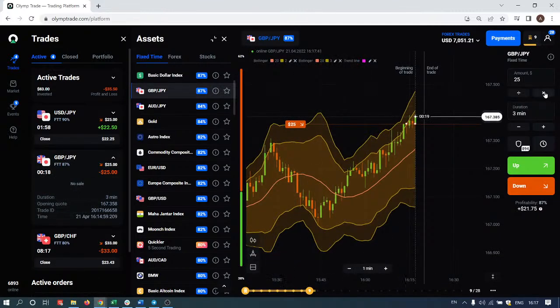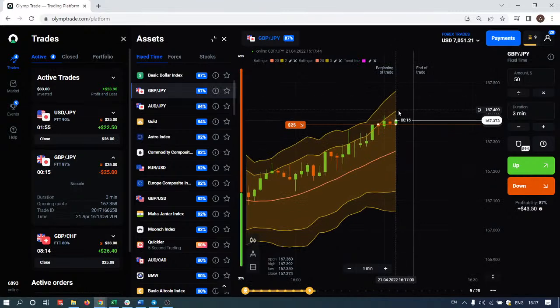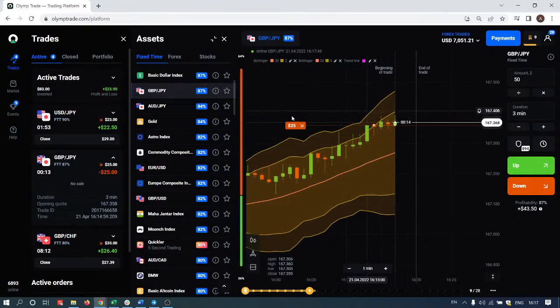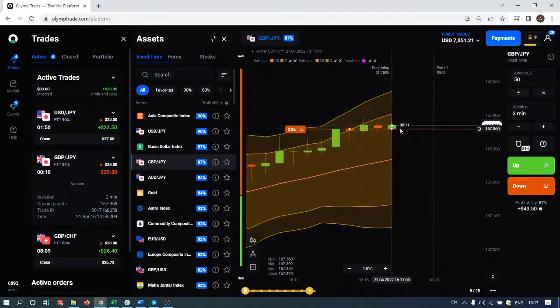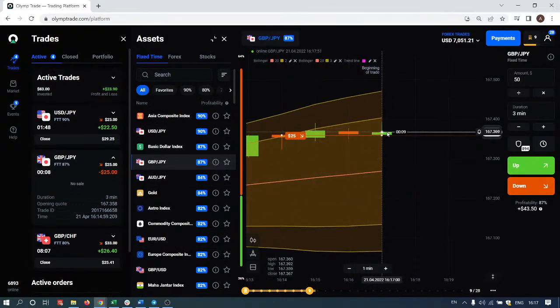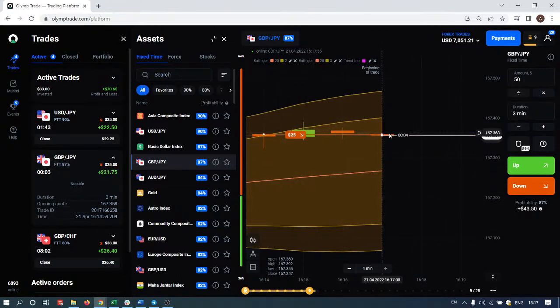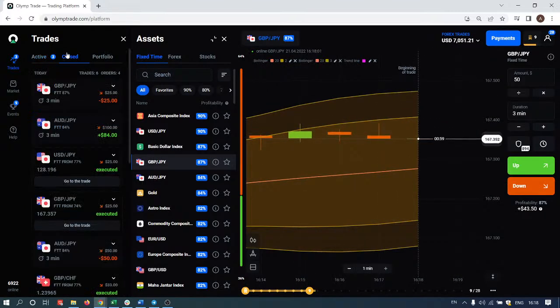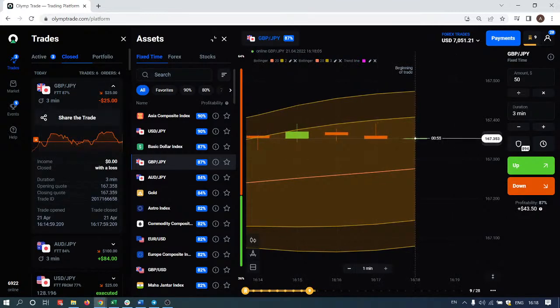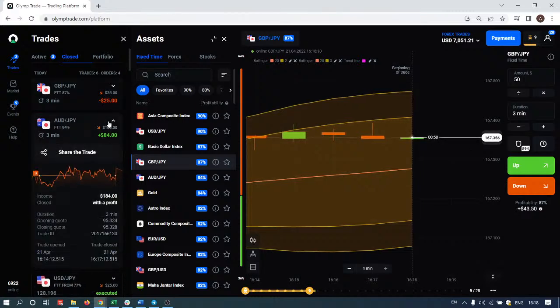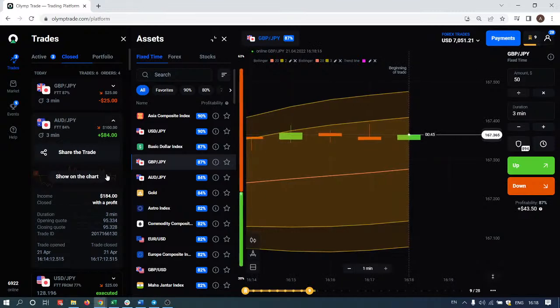All right, let's try. So I think of doing this here. GBP JPY, which is a correlating asset. Nice. So this one, oh no, it still closed with a loss. I think that was very close to a win. Okay, so it closed with a loss. And this one, yeah, I think that was like perfect timing here.